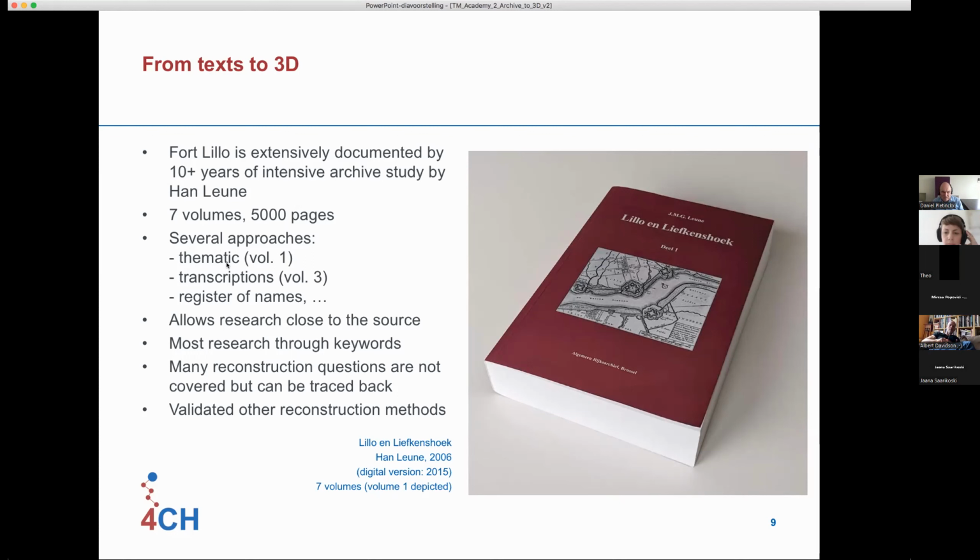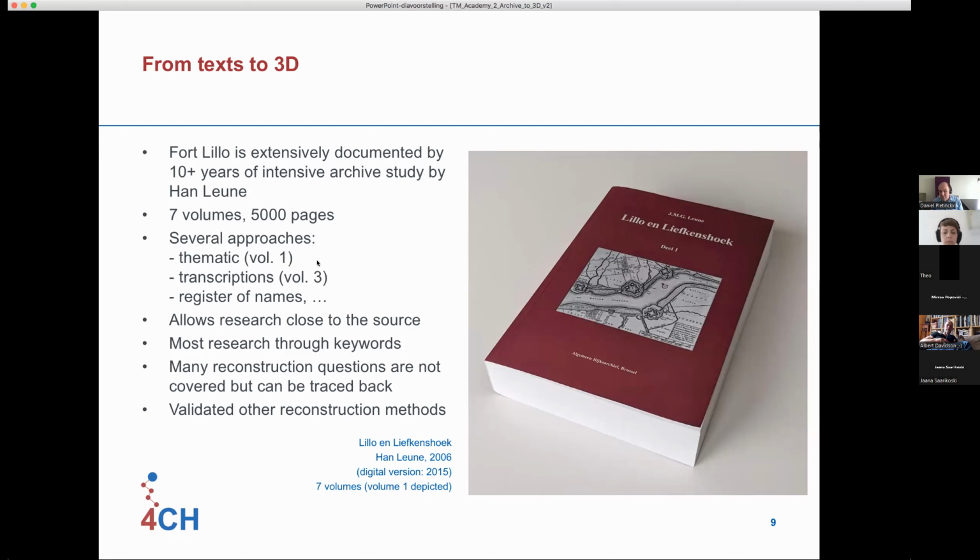How is the military organization? How are the people that are living there, etc., etc. But he also provided all the transcriptions of his archival data. And that's very interesting because, in fact, it brings us really close to the source. Why is that important? Because when we do reconstructions, we have a lot of virtual reconstruction questions. And we cannot expect that this poor guy has solved all our questions. No, he hasn't. Of course, he has many things described, and many things that we need are properly described in the book, in the thematic part mostly.